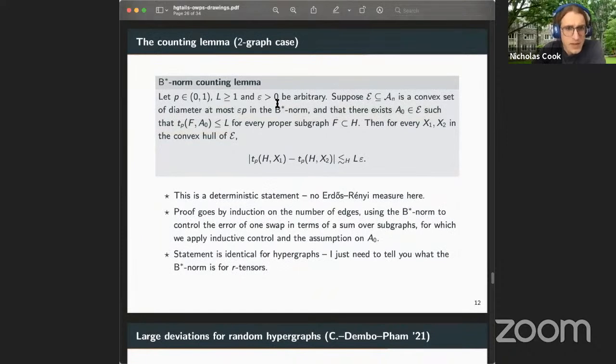Okay, and this here is the exact same statement for hypergraphs. I just need to tell you what the B star norms are in that setting.